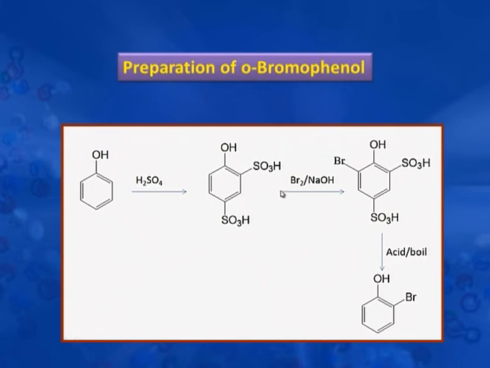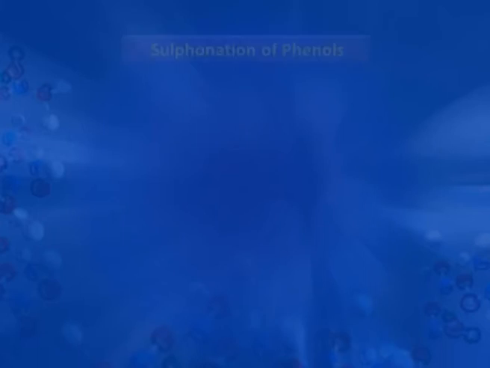Now, when this compound is treated with bromine in sodium hydroxide, then this position gets brominated, followed by the boiling of the compound in presence of acid, which results in the removal of the sulfonic acid group and formation of orthobromophenol. So, if we want to prepare orthobromophenol in good yield, a specialized method is used for the purpose.